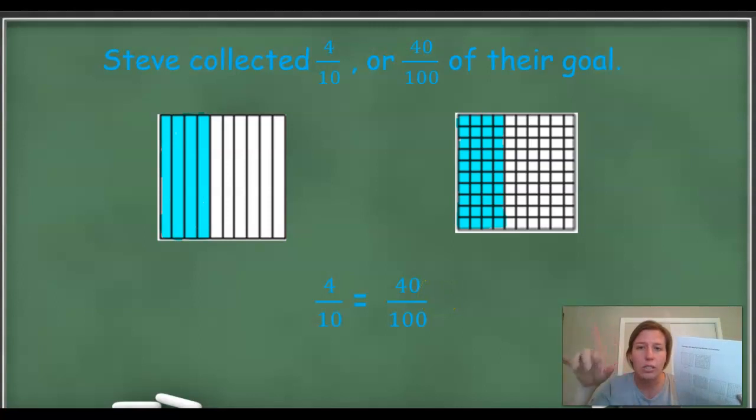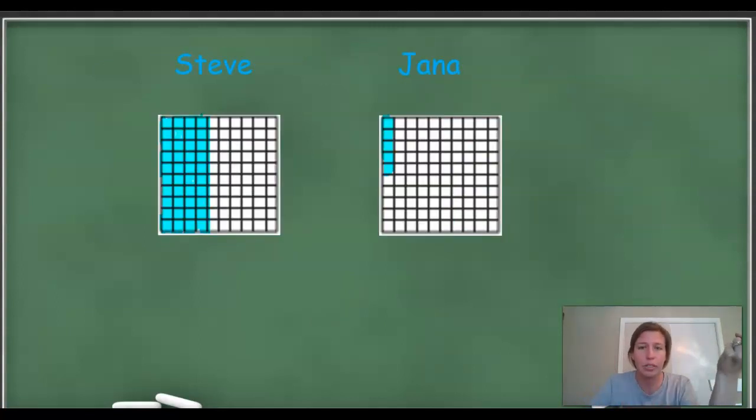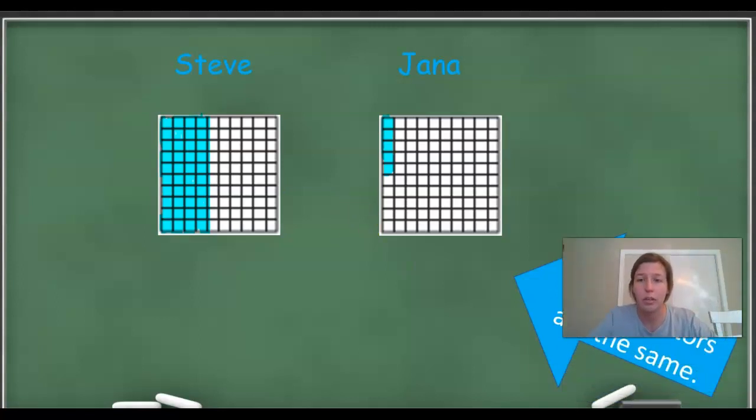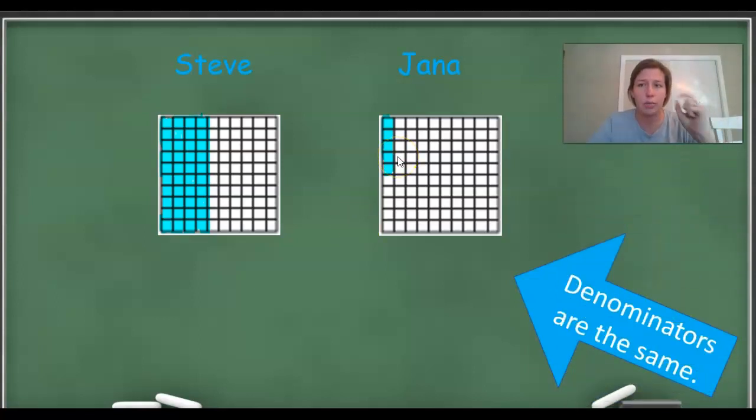It's always easier to take the smaller denominator and multiply it to make it equivalent to the bigger one. Because remember the girl had hundredths. So if we turn Steve from tenths to hundredths, now they are both in hundredths. So Steve has 40 hundredths. Jana had 5 hundredths. Do you notice now we are using the same denominator? They're both now in hundredths.